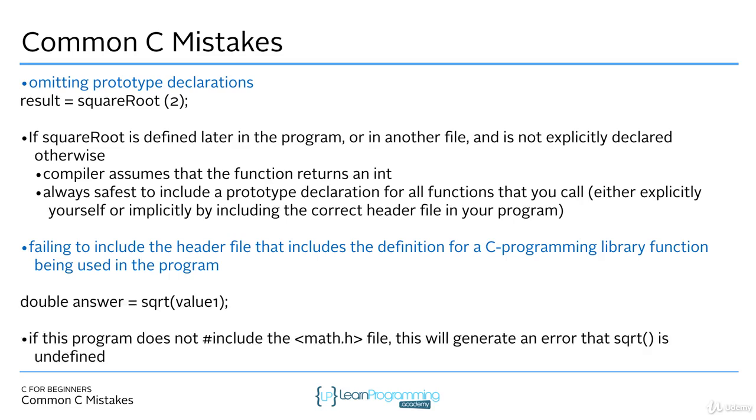So in this case, we have double answer = sqrt(value1). If this program doesn't include the math.h header file, this will generate an error that square root is undefined. It will try to link the object files. It won't have a math.o, and it will say, hey, you're calling the square root, but there's no implementation for it. So make sure you include the correct headers for all of your invocations of functions, especially from the standard library.